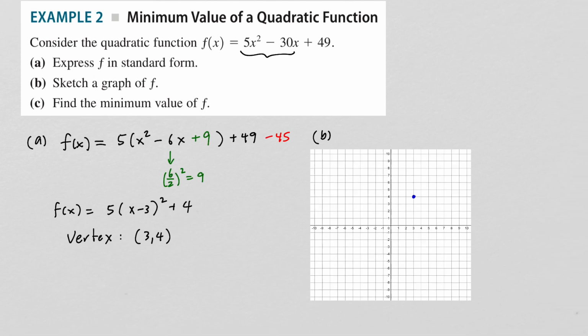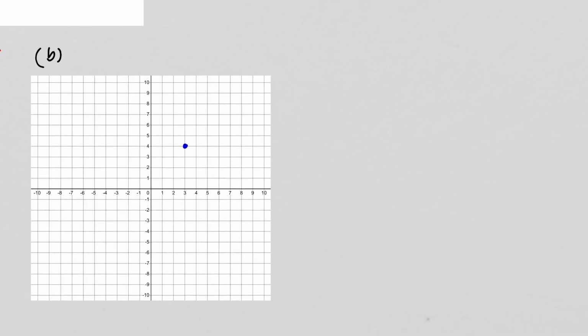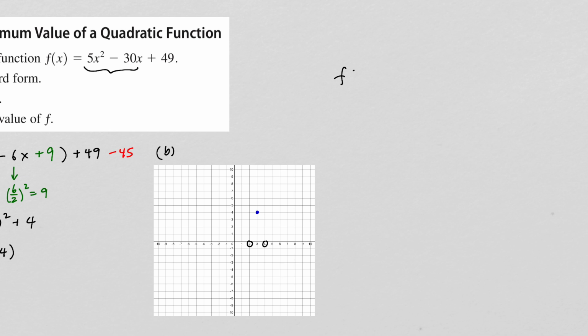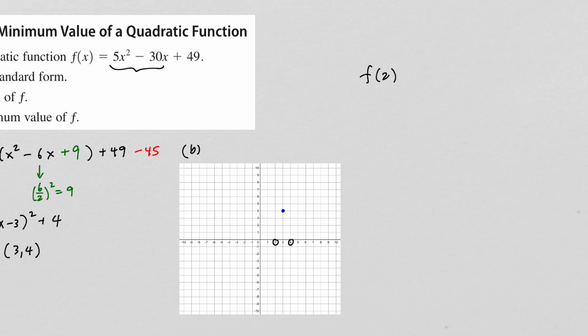So in this case, to sketch the graph, all I'm going to do is plug in x equals 2 and x equals 4 into our function. So f of 2 is going to be 5 times 2 squared minus 30 times 2 plus 49. And this is going to be 5 times 4, which is 20, minus 30 times 2 is 60, and then plus 49. This is going to be 9. So f of 2 is equal to 9.